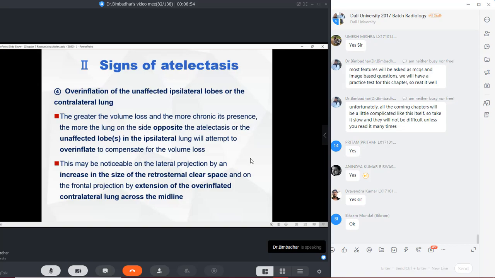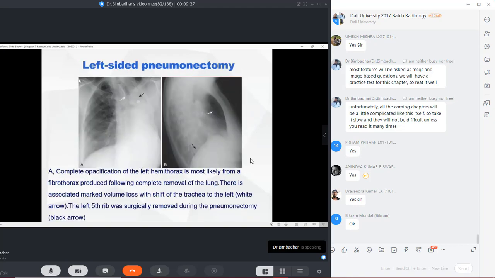So it will take up more air. The greater the volume loss, the more chronic its presence, and the more the lung on the opposite side has to compensate for that atelectasis. It will actually cause the projection of that lung over to the midline. So it will cause contralateral shifting of the lung across the midline. Let us say if there is a problem, let's try to look at this radiograph and try to interpret.